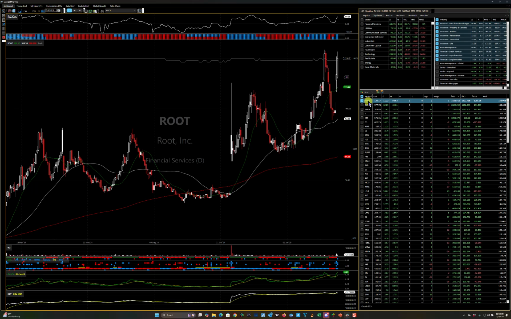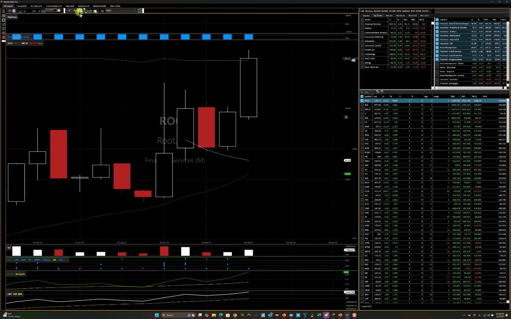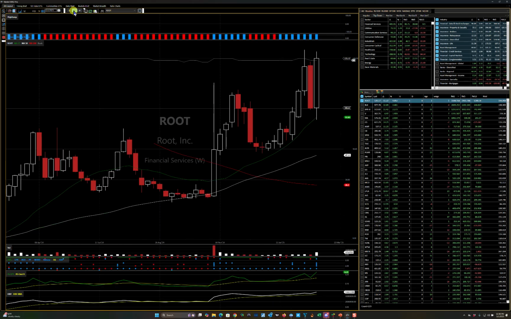Root, earnings came out. Now, this is a high flyer. I think it's a recent IPO, if I'm correct. You can see that's a monthly, so it came out sometime in early 24. Weekly chart, run up, pull back, run up. Look at this candlestick on last week. Wow.